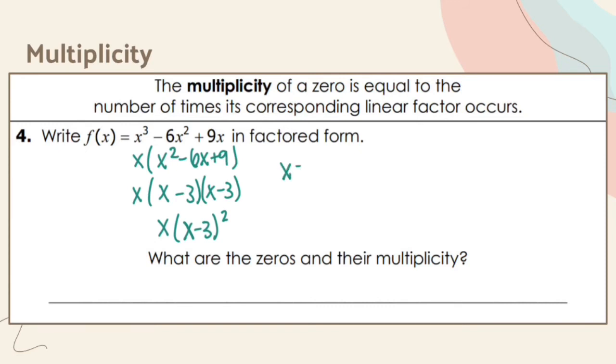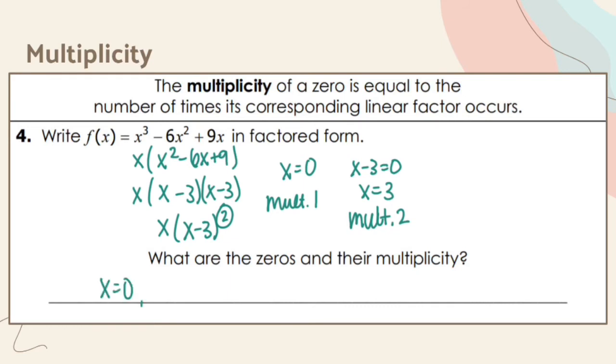So then we set each factor equal to 0. So x equals 0 and x minus 3 equals 0, or x equals +3. Now, x equals 0 corresponds with this factor, and it only shows up once in our equation. So this has a multiplicity of 1. x equals 3 corresponds with these two factors, and as you can see, it shows up twice in our function, so it has a multiplicity of 2. So down here, we're going to have x equals 0, multiplicity of 1, and x equals 3 with a multiplicity of 2.